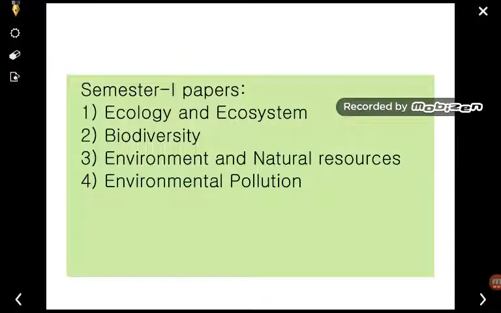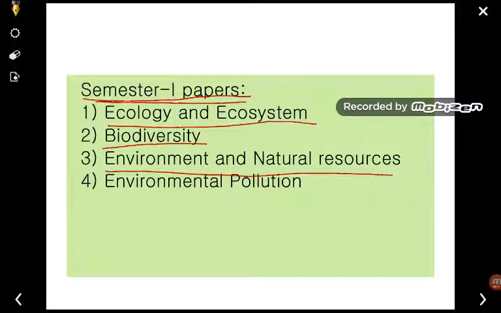our semester 1 is consisting of 4 papers. Always remember that each semester is consisting of 4 papers. So what are the 4 papers? The first paper is ecology and ecosystem. The second paper is biodiversity. The third paper is environment and natural resources, and the fourth paper is environmental pollution. So in this semester first we are going to cover all the portion of all these papers.